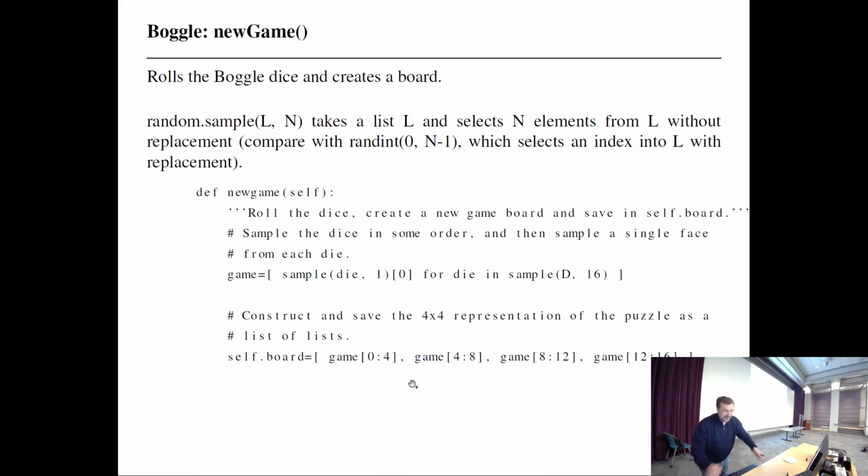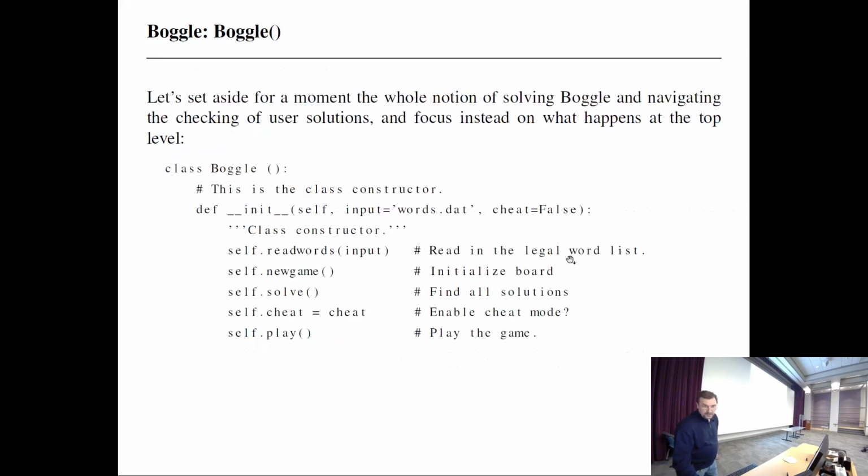All right, so here is my self.board constructed. So I now have a new board set up. And I'm pretty much ready now to play the game. I've left some details out, which we're going to pick up later. You'll notice that of the original variables in the Boggle object, I have all the legal words read in. I've initialized my board. Sure, I've set the cheat mode, but I haven't actually done this find all solutions.